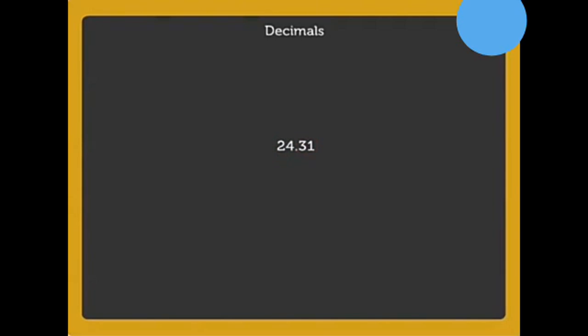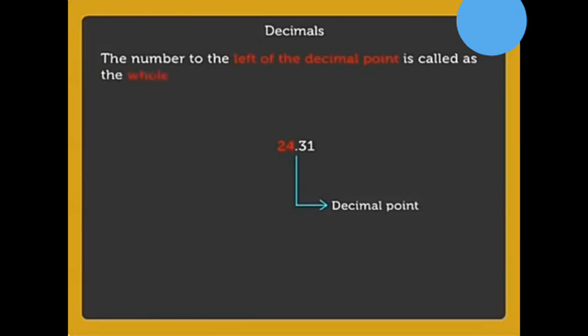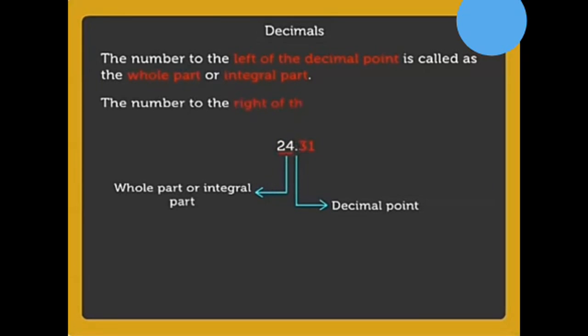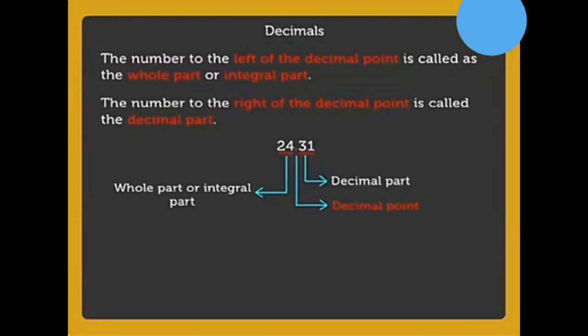Let us see what these parts are. Consider the decimal number 24.31. The dot in between 24 and 31 is called the decimal point. The number to the left of the decimal point is called the whole part or integral part. Thus, the number 24 is the whole part or integral part. The number to the right of the decimal point is called the decimal part. So, 31 is the decimal part. The decimal point separates the integral part and the decimal part.